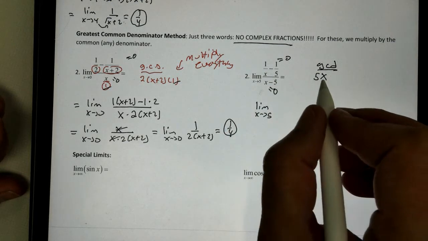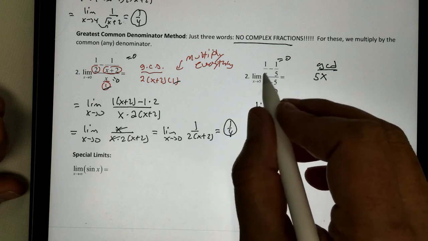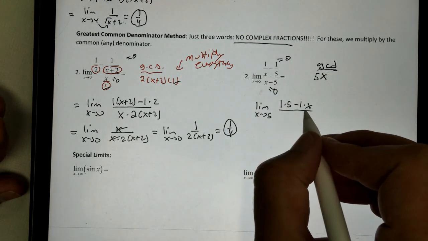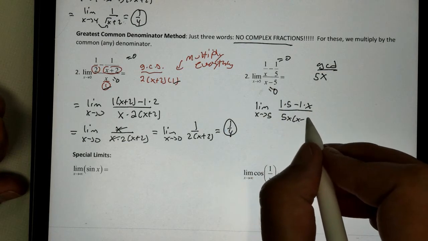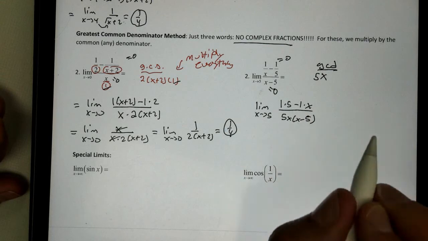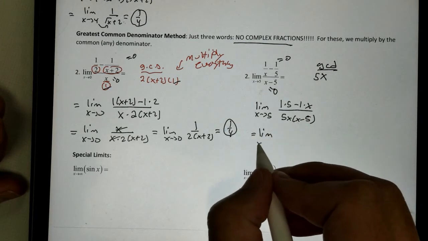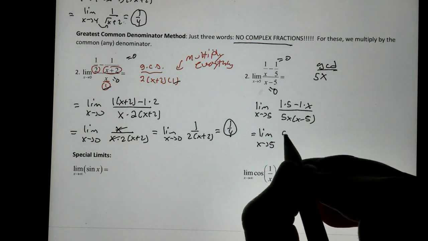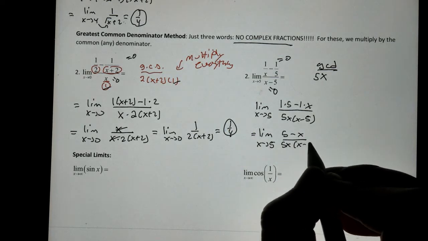This becomes, if I distribute here, the 5 times x here, the x's will cancel, we're left with 1 times 5 minus 1 times x. On the bottom, we're going to get the 5x times this x minus 5. Now this one's a little bit trickier, because when we simplify the numerator here, this becomes 5 minus x over 5x times x minus 5.